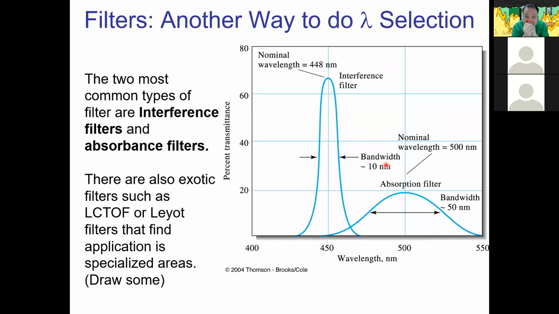So filters, they were another way to do our wavelength selection. An interference filter, like I said, is going to be really narrow. An absorption filter is going to give you a range of wavelengths. There are other exotic filters out there, such as a liquid crystal tunable optical filter or a LCTF filter.